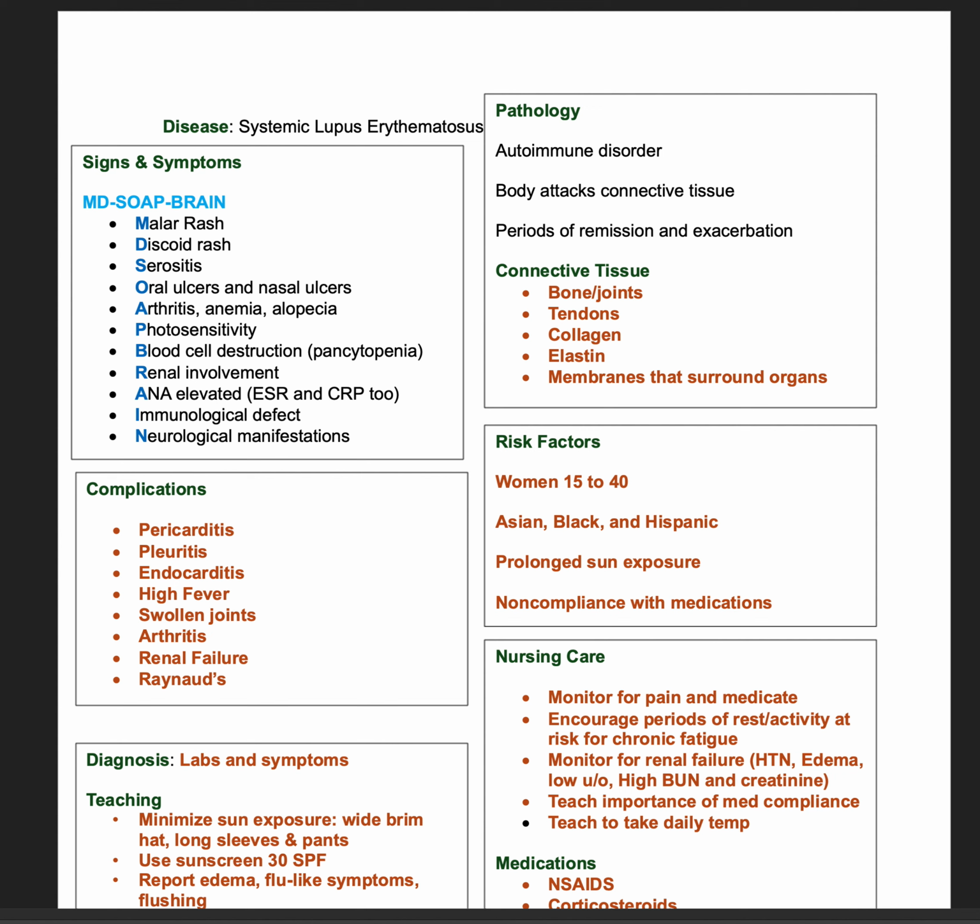There's blood cell destruction, so they're going to suffer from pancytopenia. Now, we talked about pancytopenia when we talked about chemotherapy and radiotherapy in cancer. So remember, thrombocytopenia, neutropenia is going to put them at risk for infections, and anemia is going to put them at risk for fatigue, and so that could develop into chronic fatigue. Okay, there'll be renal involvement, so people with lupus are at risk for renal failure.